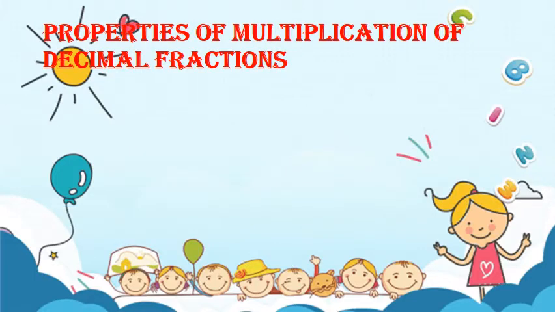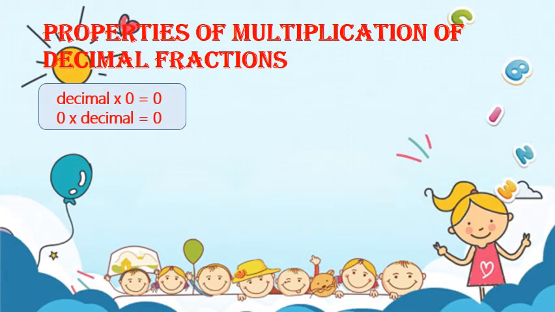Now let's come to the next property. A decimal fraction multiplied by 0 is equal to 0, and when we multiply 0 by a decimal fraction, then also the answer is 0. For example, 0.39 multiplied by 0 is equal to 0, where 0.39 is a decimal fraction. And when we multiply 0 by 0, we get 0 as the answer. In the same way, when we multiply 0 by a decimal fraction, that is 7.8, again our product is 0.